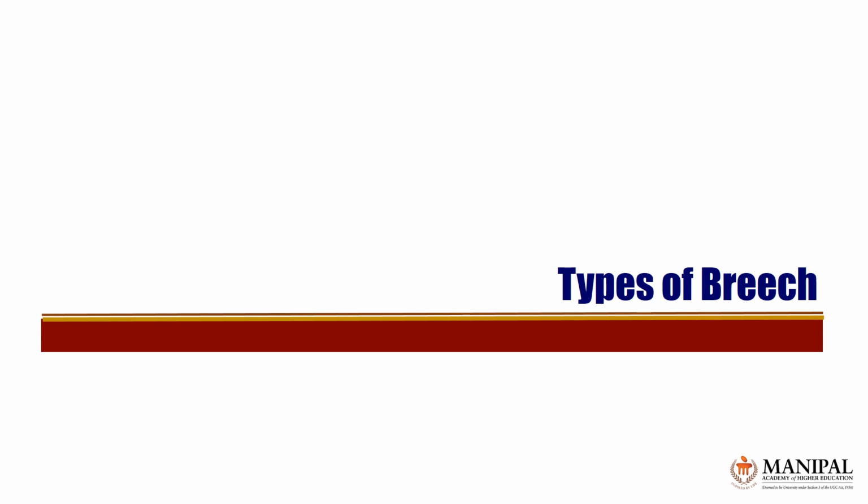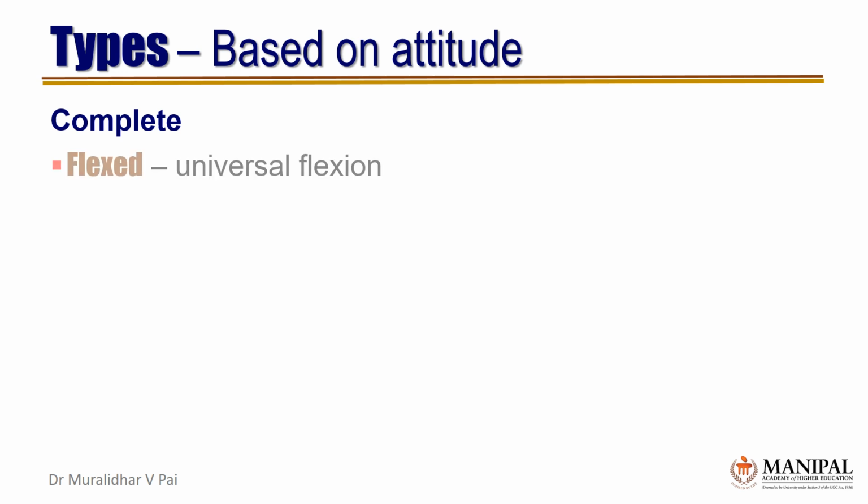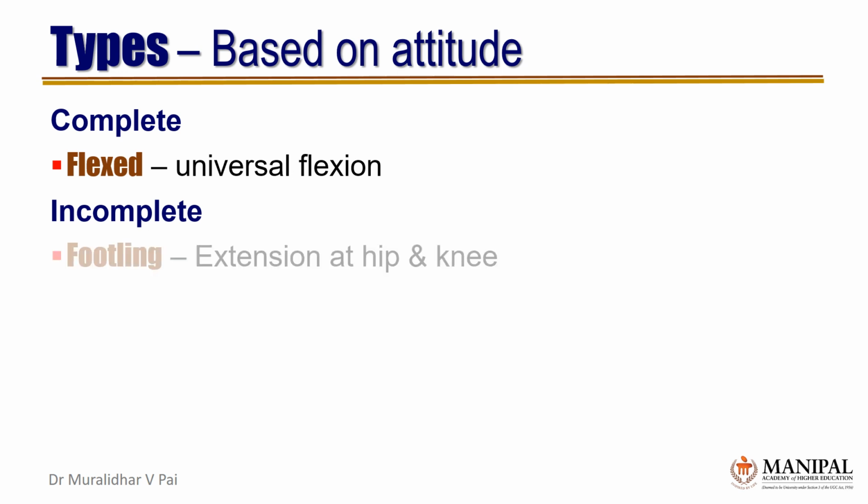Let us first take up the types of breech presentation. There are several ways of looking at the types of breech. One is the type based on the attitude of the baby. It is called complete breech when there is flexion at all joints, or universal flexion. Incomplete breech is one where there may be flexion at some joints and extension at others.